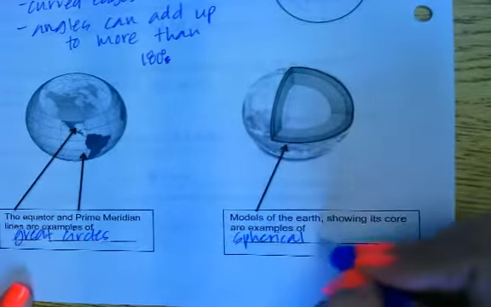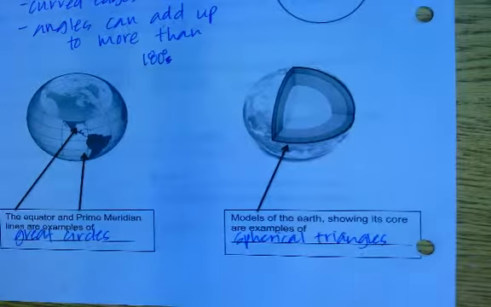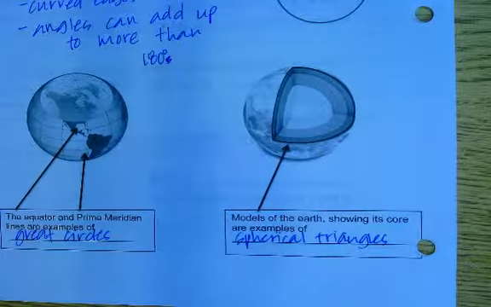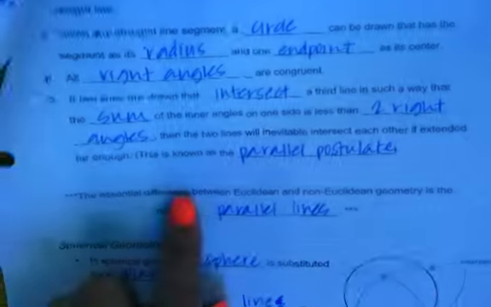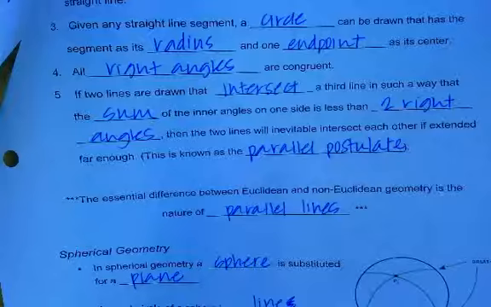Alright, so the 3 big takeaways. The difference between Euclidean and non-Euclidean geometry is the nature of parallel lines. If you want to highlight these key points, go for it. So that was the first thing, right here. Important. Next important thing.